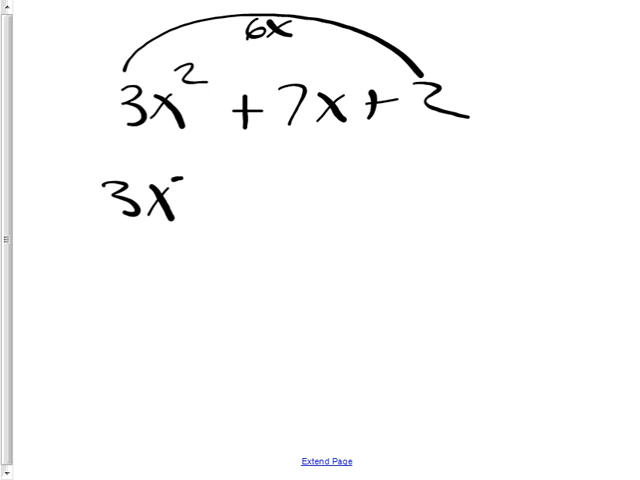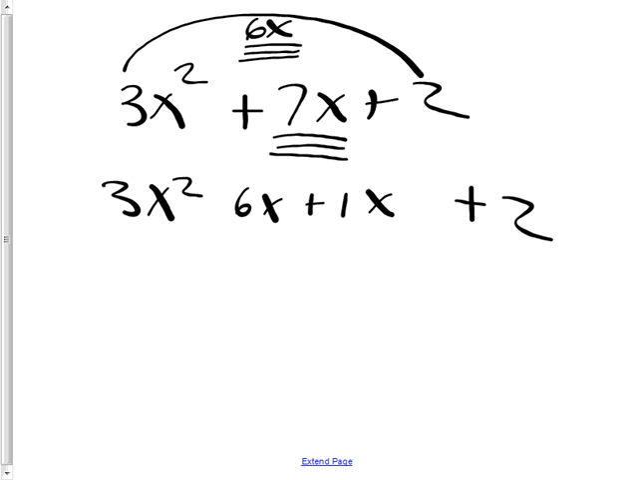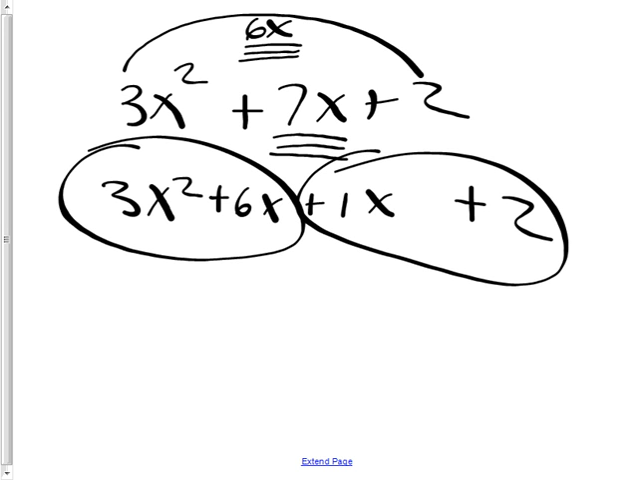So if you go 3x squared, what multiplies to 6x and adds to 7x? What multiplies to a 6 and adds to a 7? 6 and a 1. So you write down the first and the last part, and then you just change this 7x to a 6x plus a 1x. That's the exact same thing as 7x. Now you factor this part and you factor that part, and you're going to have it done.